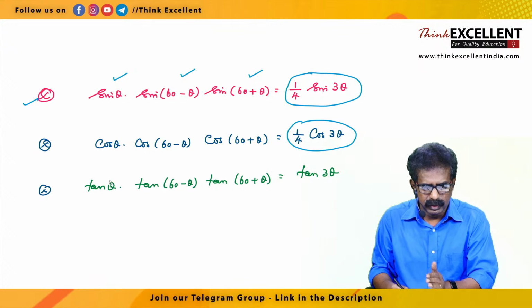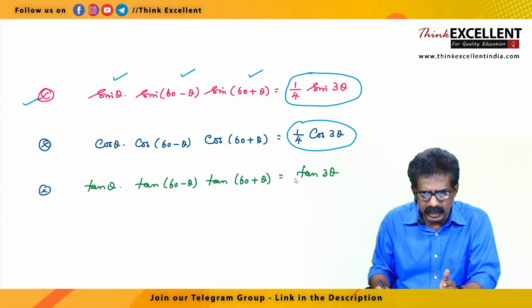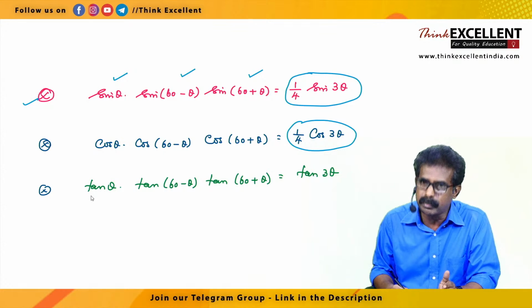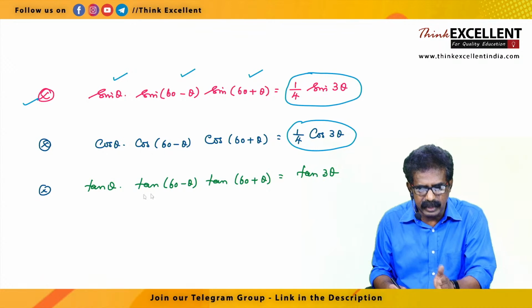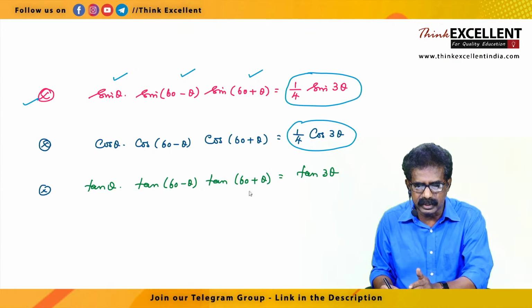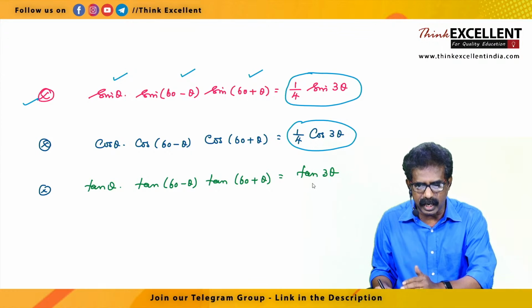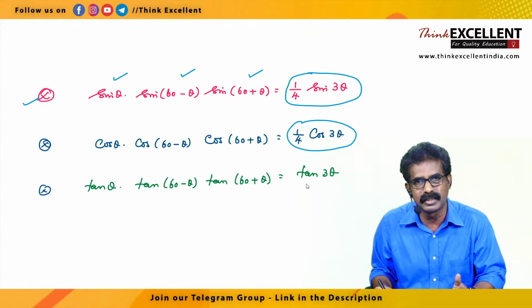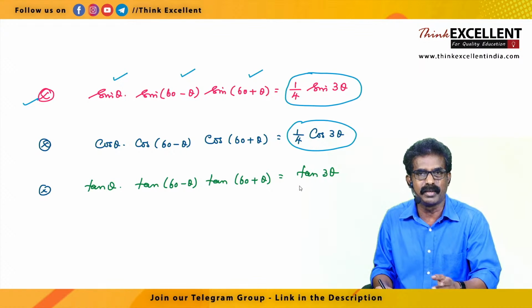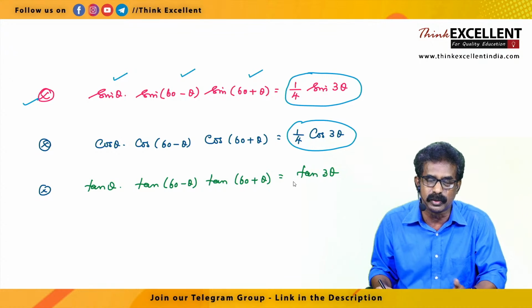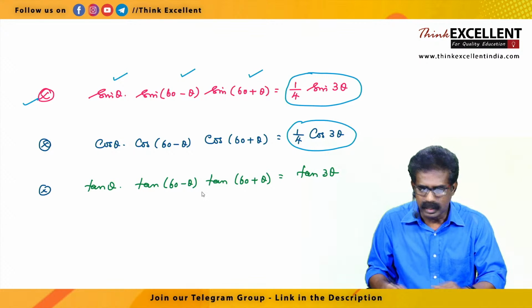Then for tan, a small change, the 1 by 4 is not there, but the left side remains the same. Tan theta, tan 60 minus theta, tan 60 plus theta equal to tan 3 theta. Have you noted down these 3 formulas? Because next I'm going to give a sum based on this. Copy down quickly.